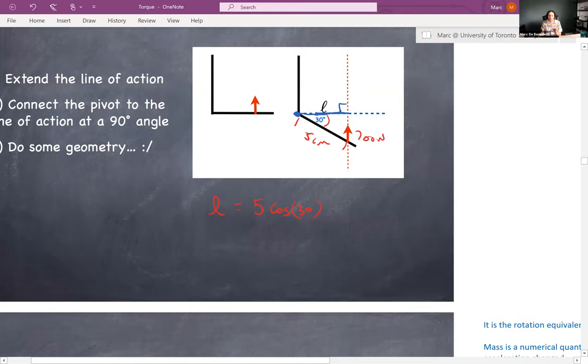So please draw a picture, because sometimes it's not sine. Sometimes you have to use cos. So the torque here would simply be 700 times 0.05 times cos of 30.